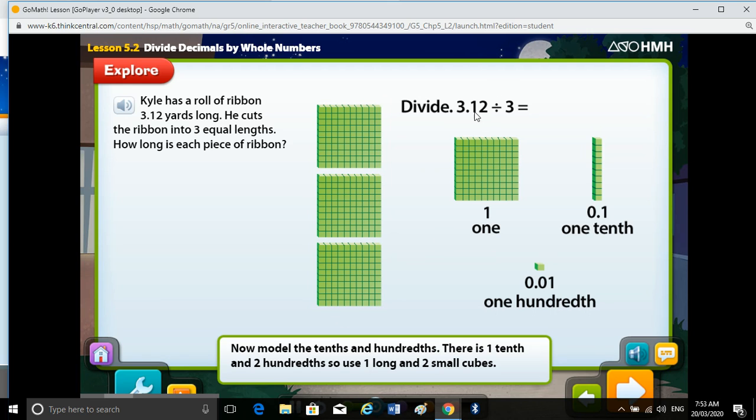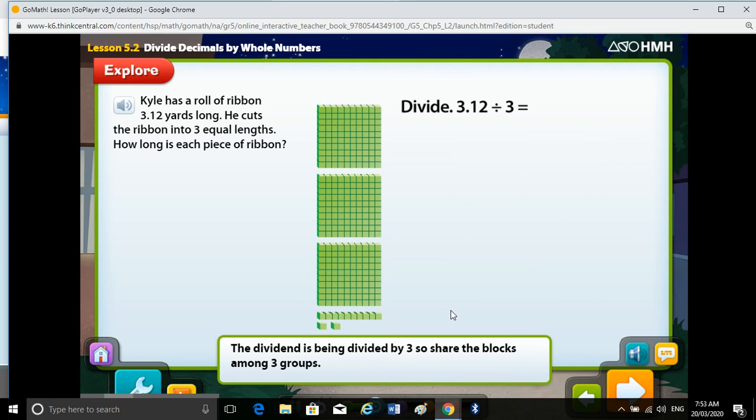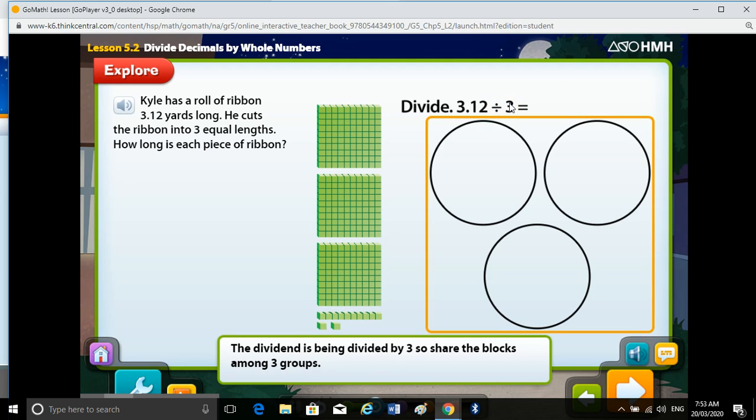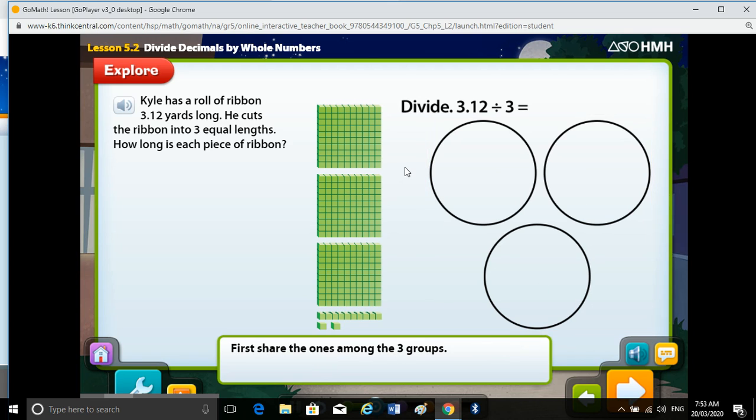Now model the tenths and hundredths. There is 1/10 and 2 hundredths, so use 1 long and 2 small cubes. The dividend is being divided by 3, so 3 equal groups. Share the blocks among 3 groups.